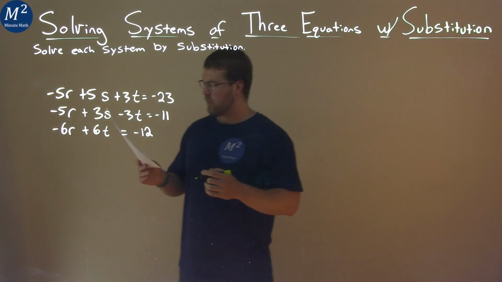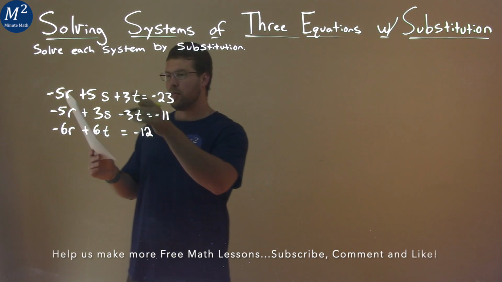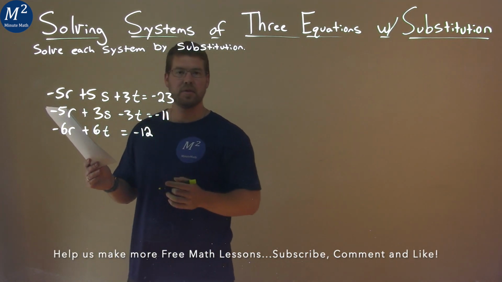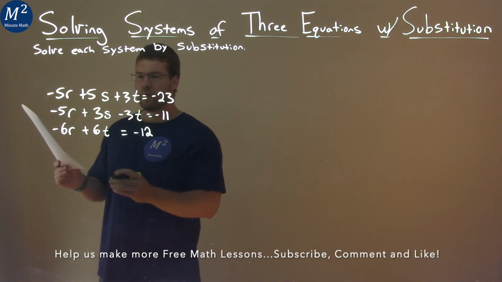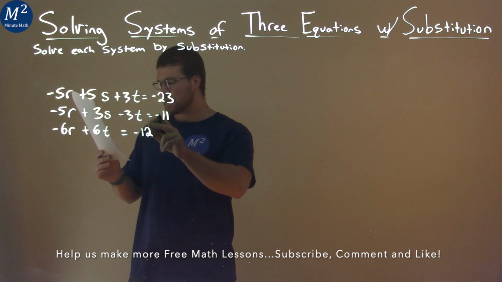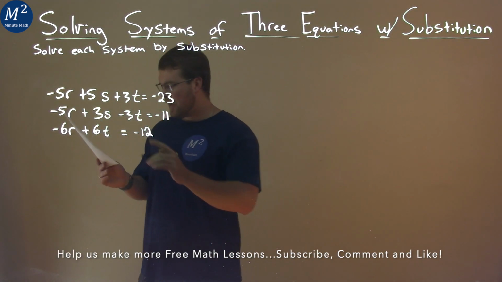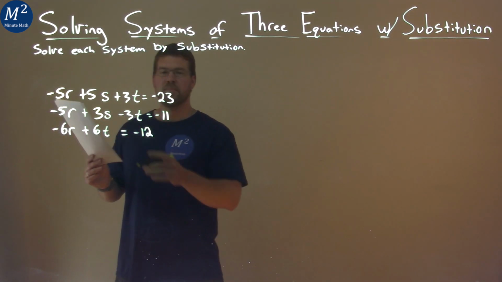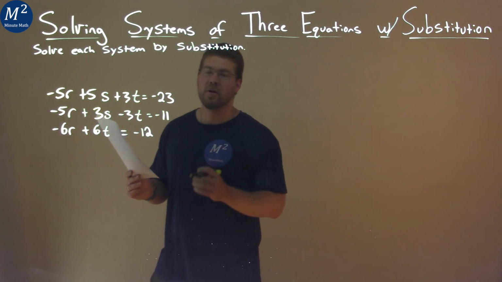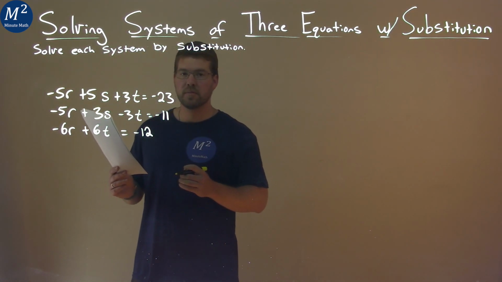We're given this problem right here. Negative 5r plus 5s plus 3t equals negative 23. Negative 5r plus 3s minus 3t equals negative 11, and negative 6r plus 6t equals negative 12, and we want to solve the system by substitution.